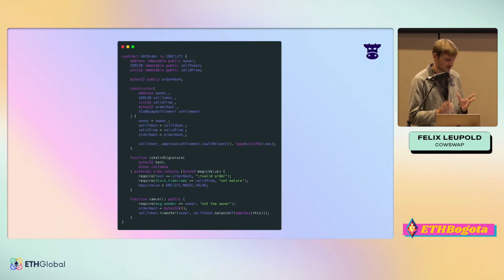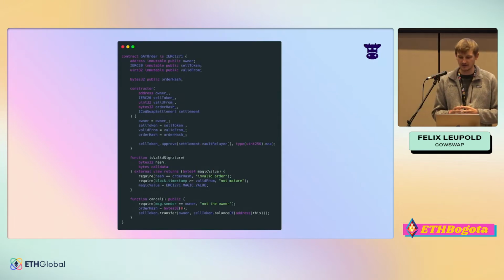This is the entire code. I think it's like 30 or 35 lines of smart contract code, and you have a good after time order implemented.